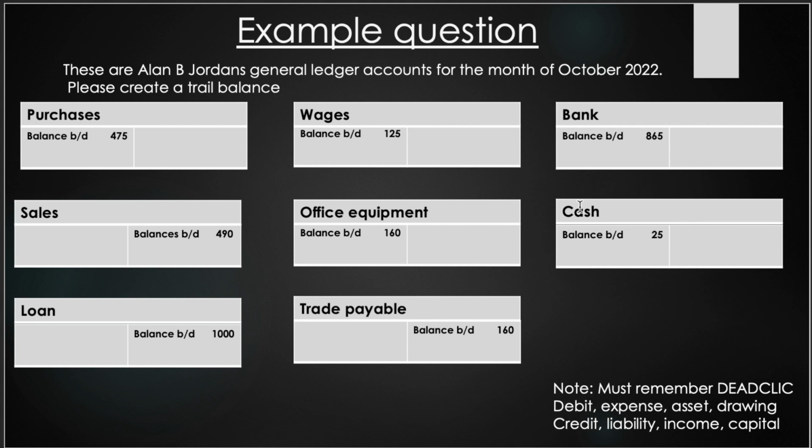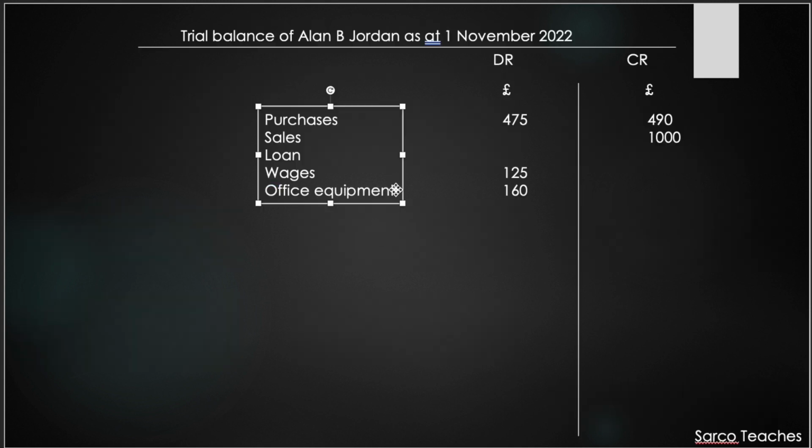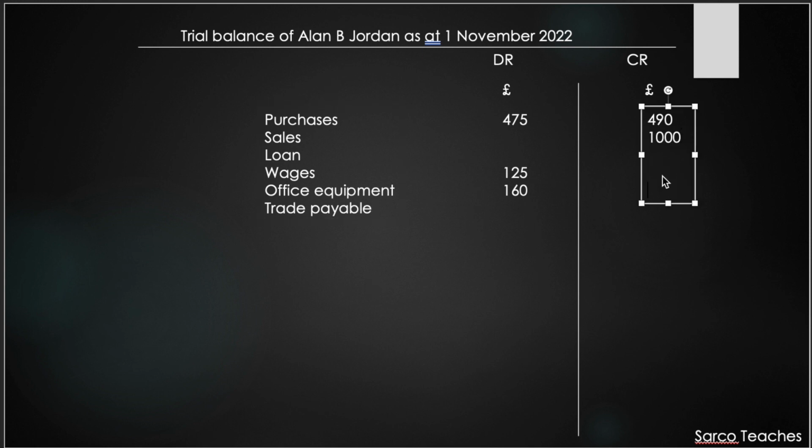Then we have trade payables. If you are not aware of what trade payable means, trade payables are basically suppliers we buy from on credit, which means we haven't paid them yet, but we have their product. We pay them later, so we owe them money, which makes them a liability. And DEAD CLICK tells us that liabilities go on the credit side. So we get trade payable, we write it down, then we put the value of 160 onto the credit side.